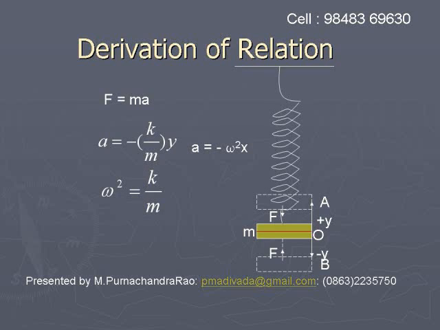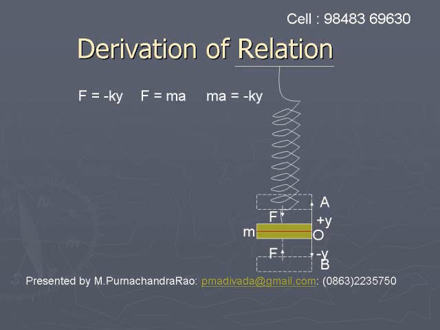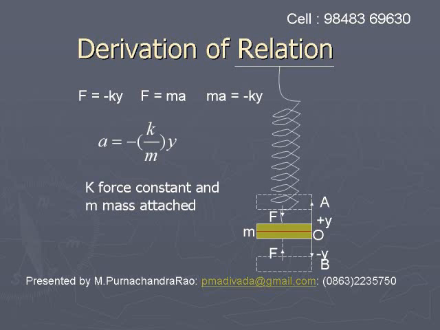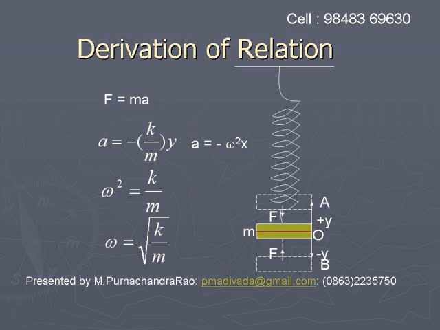Let us compare this equation with the equation of simple harmonic motion, which is A is equal to minus omega square x. Omega is a constant. Here, K by M is also constant. K is the force constant, M is the mass attached. Both are constants, hence K by M is a constant. So, omega square is equal to K by M, and omega is equal to root K by M.